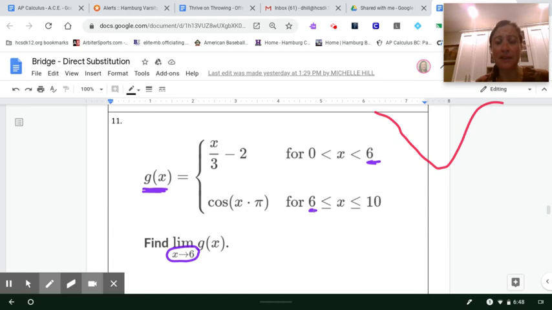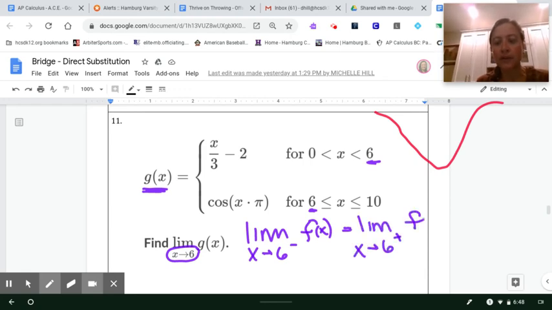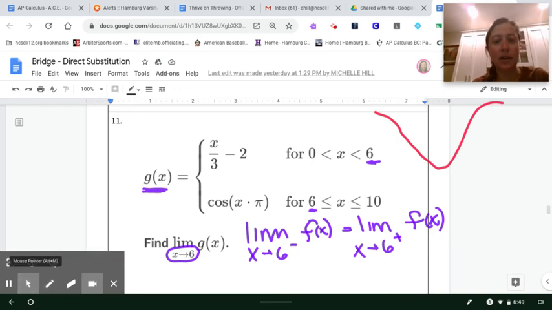So I first have to say to myself, for a limit to exist, the limit as x approaches 6 from the left of f of x, or g of x in this case, has to equal the limit as x approaches 6 from the right of g of x. So for a limit to exist, we talked about this in the previous day, the limit from the left has to equal the limit from the right. Those have to be the same. So I do have to test both my left and my right-sided limits here.